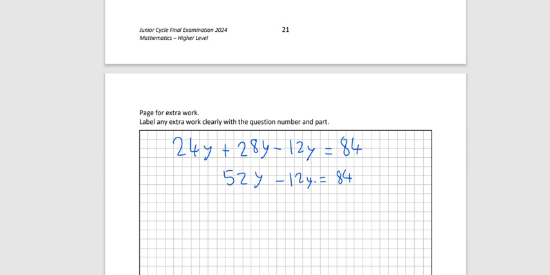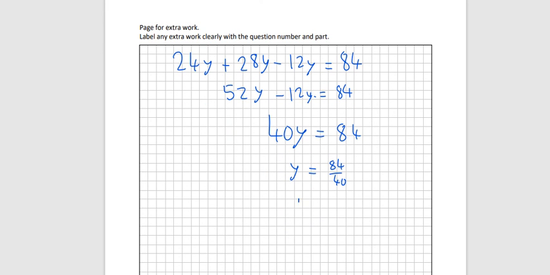52 minus 12 is 40. 40y is equal to 84. Bring across the 40 and divide it. Yeah, y is about 2.1. So that's what I'm getting.